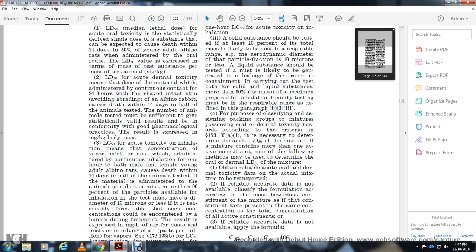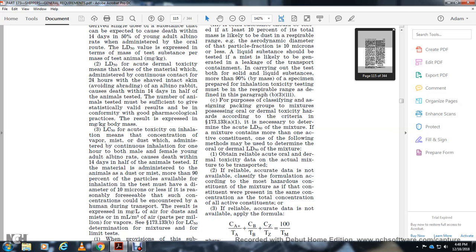LC50 for acute toxicity by inhalation means the concentration of vapor administered by continuous inhalation for one hour to both male and female young adult albino rats, causing death within 14 days in half of the animals tested. The material administered must emit more than 90% of particles available for inhalation with a diameter of 10 microns or less, at a concentration reasonably foreseeable to be encountered by humans during transportation. The result is expressed in milligrams per liter of air, milligrams per cubic meter of air, and parts per million for vapors.